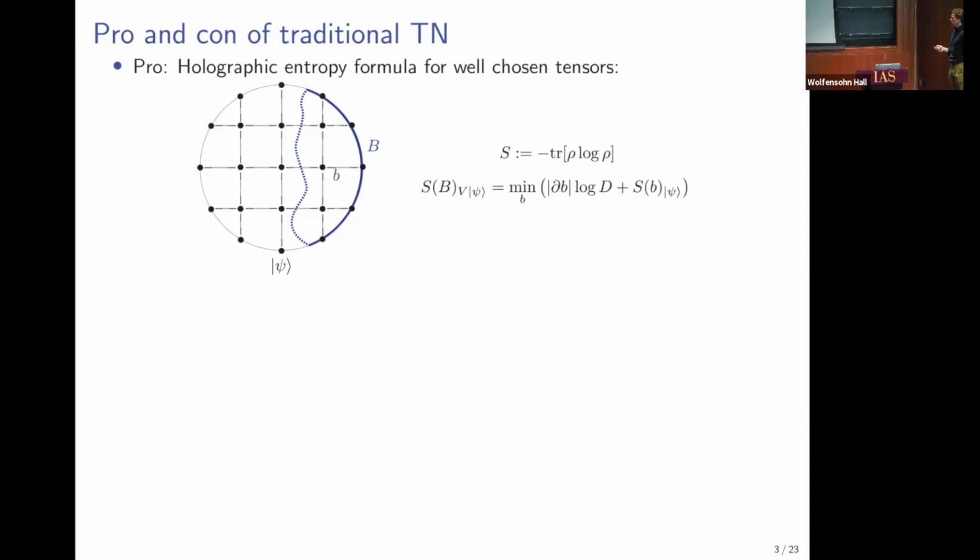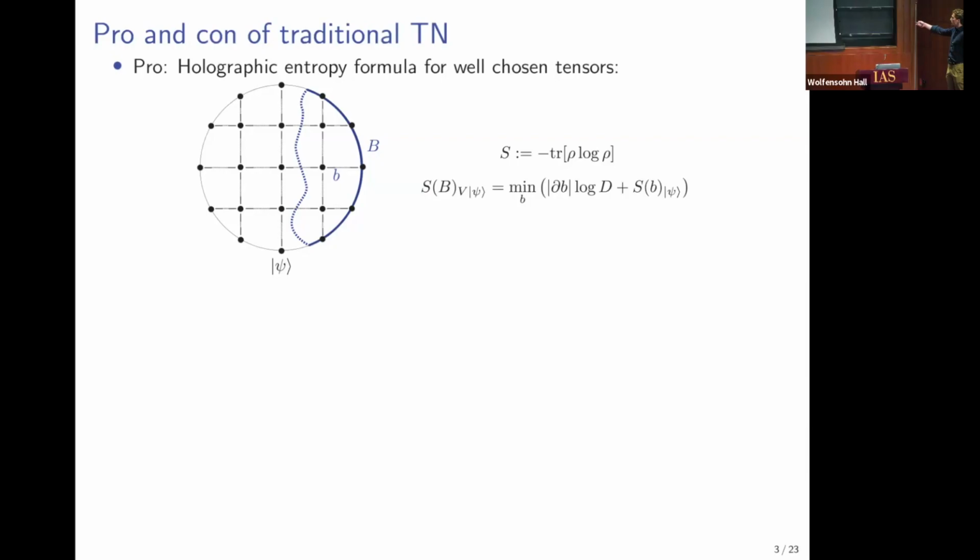And what's interesting about tensor networks is that, analogous to AdS-CFT, they satisfy this holographic entropy formula. So instead of doing the calculation as I said, where you compute the reduced density matrix of B and plug it into this, you could instead compute the von Neumann entropy of B in the state V psi, so this is the state on the boundary, by using this formula that only refers to bulk quantities in the original bulk lattice. And this has two pieces and a minimization.